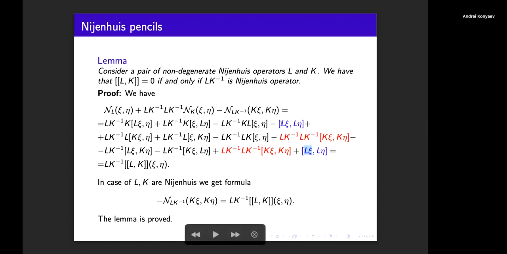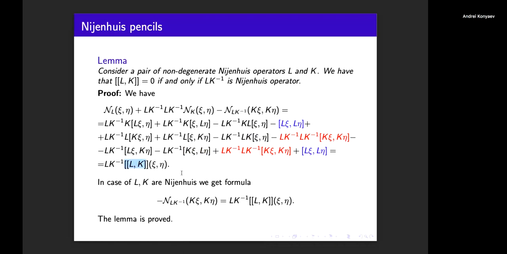Then I look, I see that I have 12 terms. Out of these 12 terms, 4 terms cancel out, this and this. I highlighted them by different color. And I get the rest of the formula, and I take Lk to the power negative 1 out. And I see that the rest of the formula is kL, then we have Lk, they go with a sign plus, then we have negative, minus kL, Lk applied to the commutator, and then after I take this out, we get negative L xi k eta, k xi L eta. This means that we have exactly the formula for the Frohlicher-Nijenhuis bracket of these two operators.